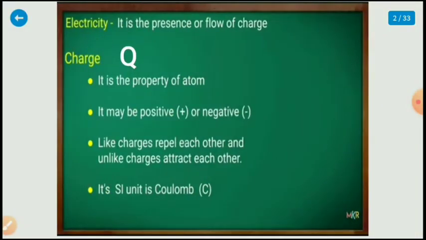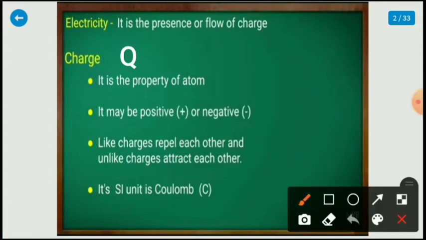As the name of the chapter is electricity, let's see what electricity is first. Electricity is nothing but the presence or flow of charge in any material. Let's see what charge is. Charge is the property of an atom, the property of any atom that conducts electricity. What type of atom can conduct electricity, we will see on the next page.